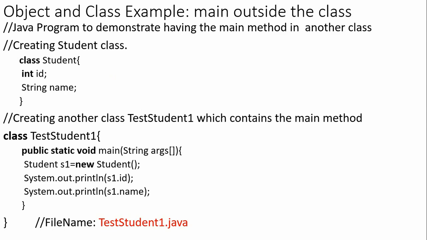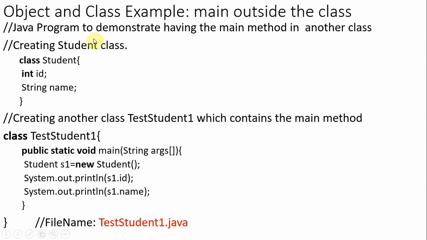So wherever you have a main method, public static void main kind of syntax, with that class only we have to save the file. You may have many classes, that is not the problem here, that is not a consideration. The thing is, in whichever class you have the main method, with that class name only you have to execute the program. So TestStudent1.java.